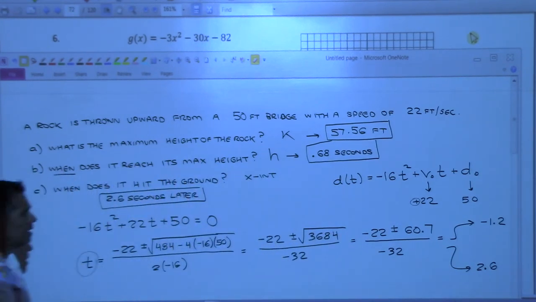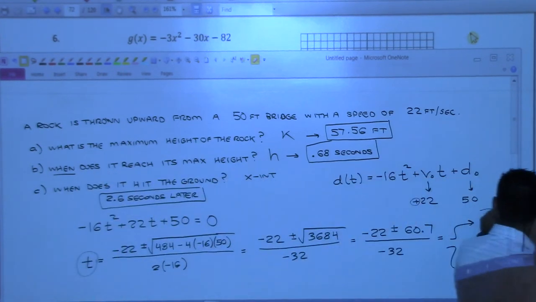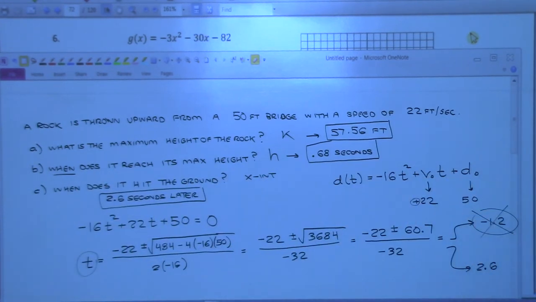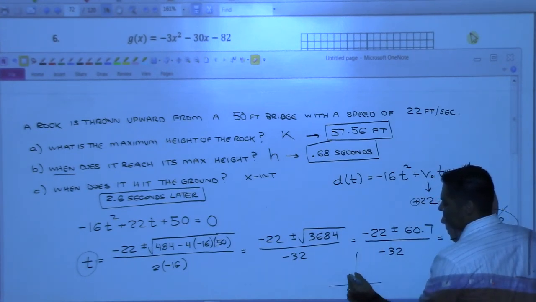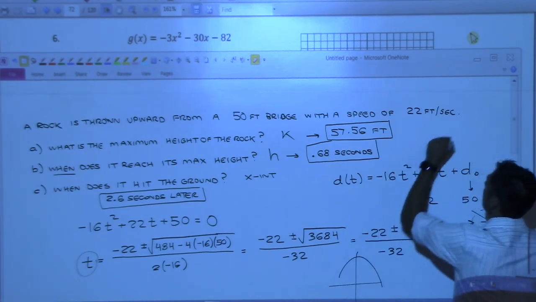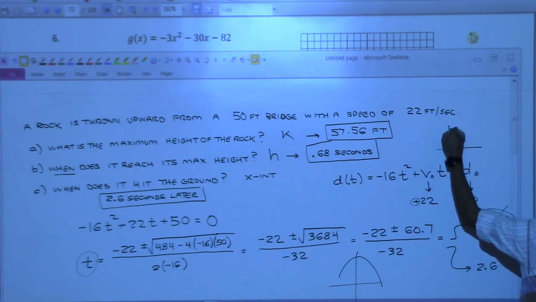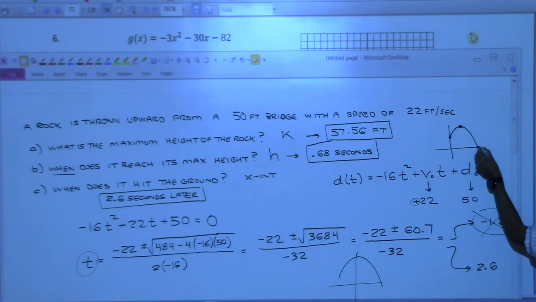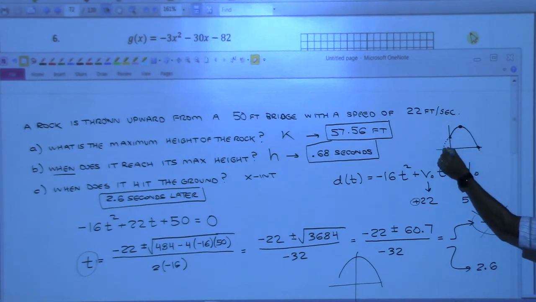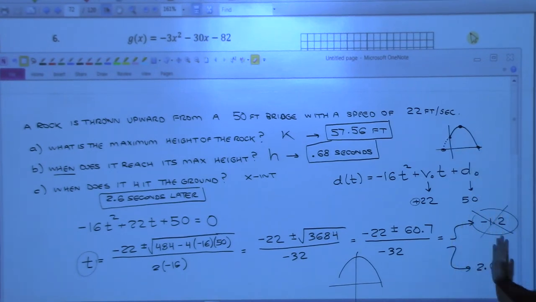Now, why did I not consider the negative 1.2? It's negative, right? See, in the mathematics of the problem, it's giving us a parabola. Sorry, it looks more like this. We found that vertex, right? We found one of those X-intercepts. Mathematically, there's another X-intercept back there. There's another one, but it doesn't make sense to look at the negative time.